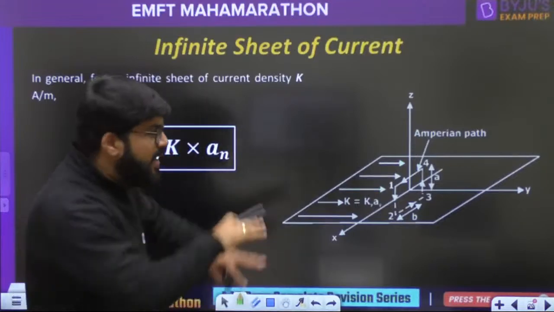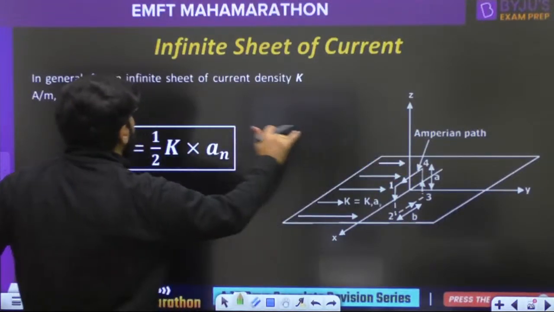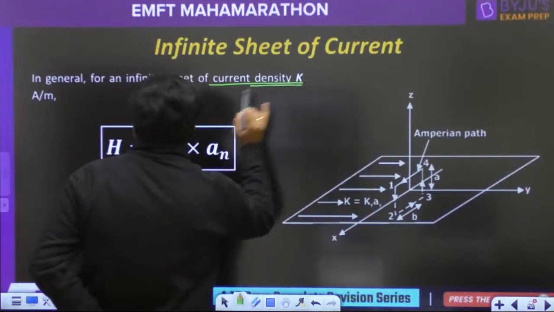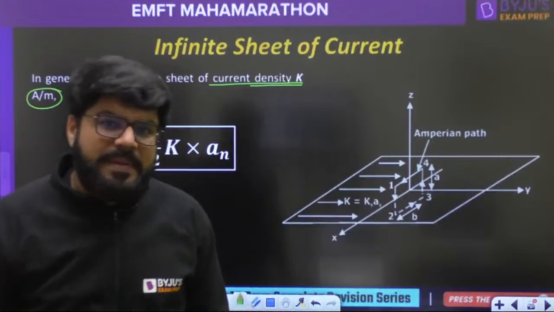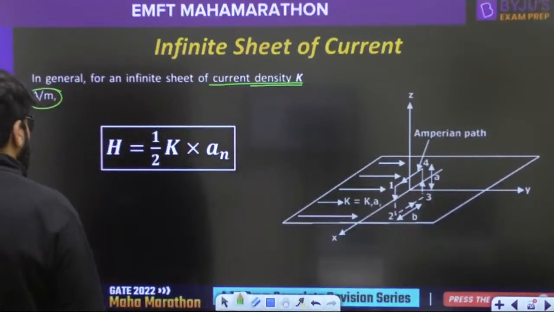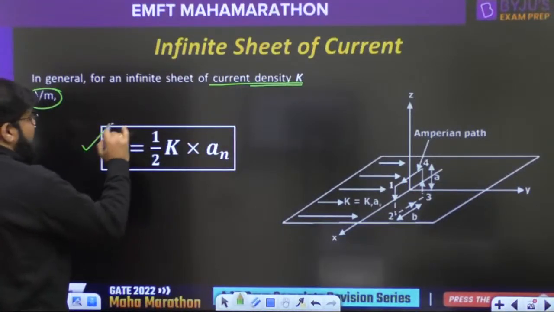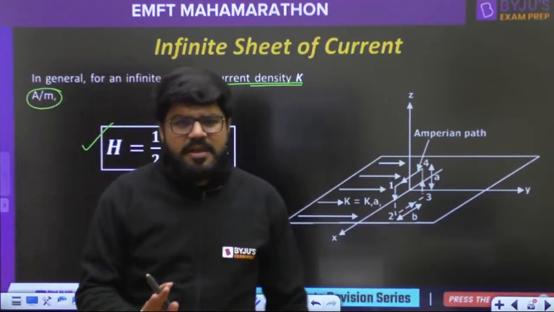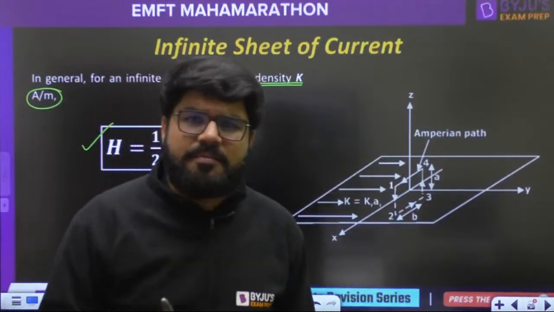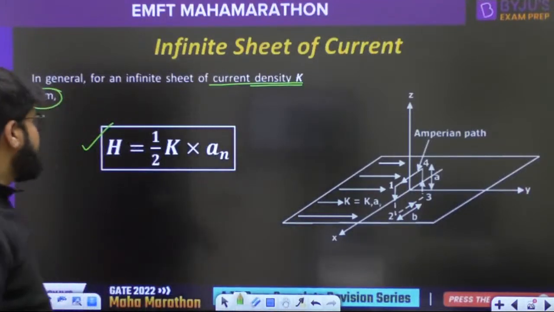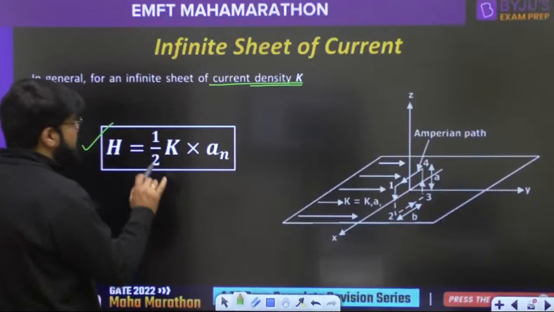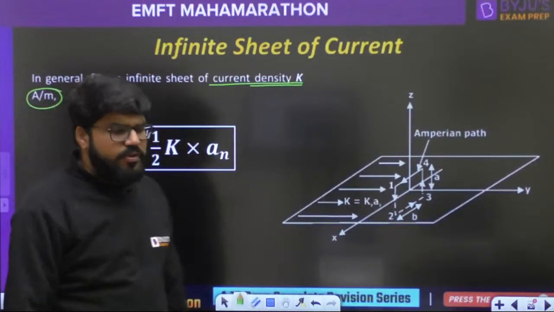So consider an infinite, meaning a very long, sheet of current density K, in ampere per meter. The current per meter of the sheet is given to you. Magnetic field is given by half K cross AN. I can say this particular formula is moderately important. Not less important, but not very important either. Half K cross AN cap.